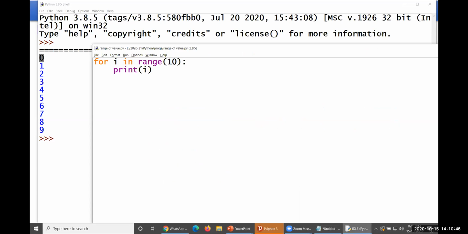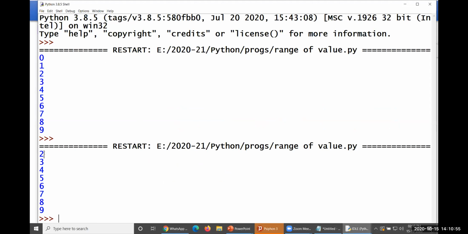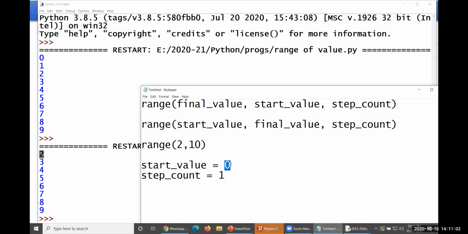So here the start value could be 2 comma 10. I'd like to specify this and execute this particular program. Look at this: the start value has been overwritten. Previously, by default, the start value was 0 and the step count was 1. So it has been overwritten. Since you have supplied your own value here, the start value will always be overwritten by 2, because the user has submitted it.